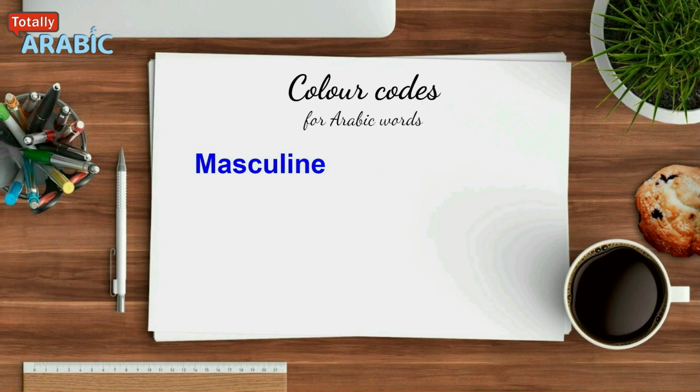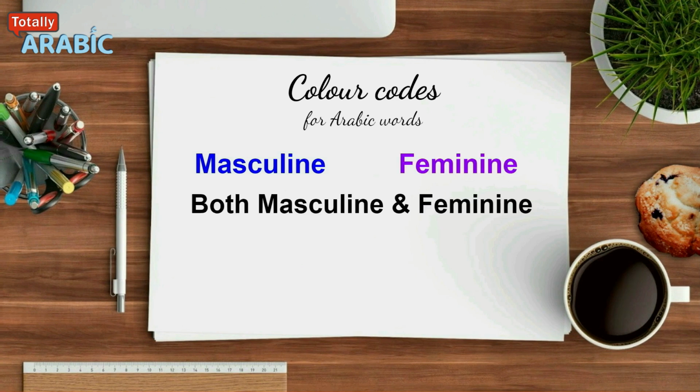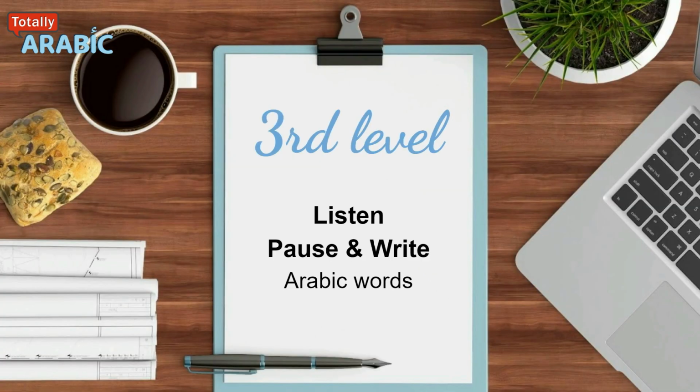The Arabic words are color-coded. Blue for masculine, purple for feminine, black for anything that applies to both masculine and feminine, green for phrases, and orange for the plural. Now I will say the Arabic word and you will need to pause the video and try to write it down. When you finish, play the video and compare your writing with the one on the screen.